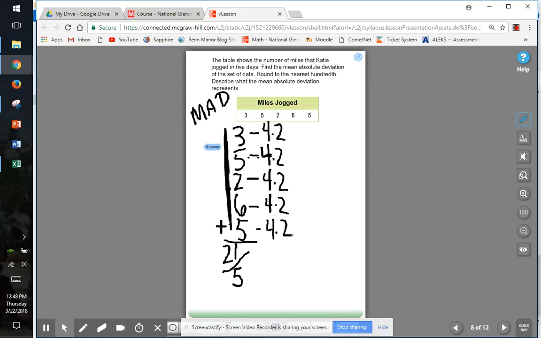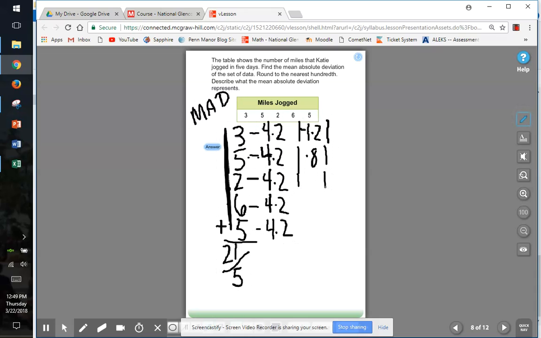Now, what we're going to do is take whatever the results are and find their absolute value. That's going to be important. 3 minus 4 2/10 is negative 1 2/10. But as we know, the absolute value of negative 1 2/10 is 1 2/10. 5 minus 4 2/10 is the absolute value of 8/10.